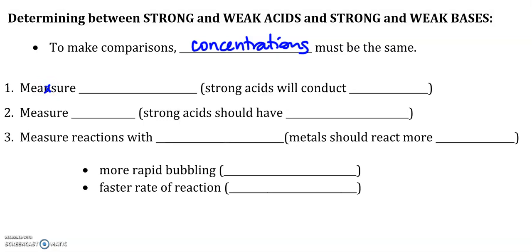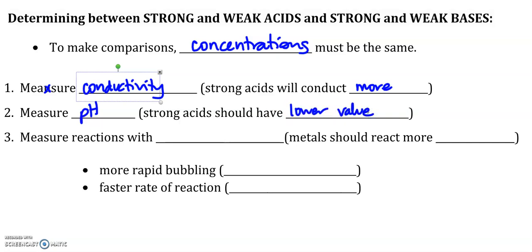So a couple of things you can do. First, you could measure conductivity, so how much electricity they conduct. Strong acids will conduct more, right? Because they dissociate 100%, you have more ions, and it conducts more electricity. We looked at this with the light bulbs, if you remember back in our electrolyte unit. You can also measure their pH, and you could use a pH probe or a universal indicator solution that will change color and give you different pHs, or even pH paper. Strong acids should have a lower value.